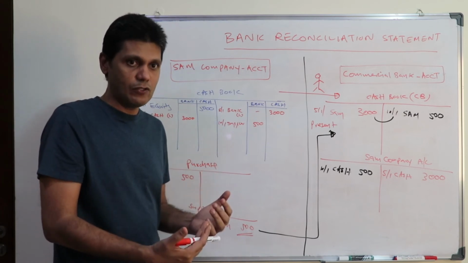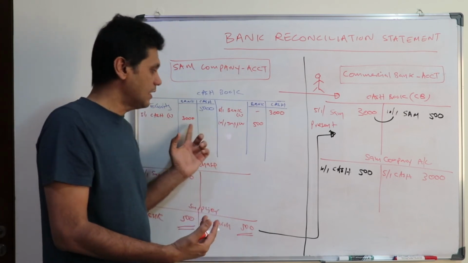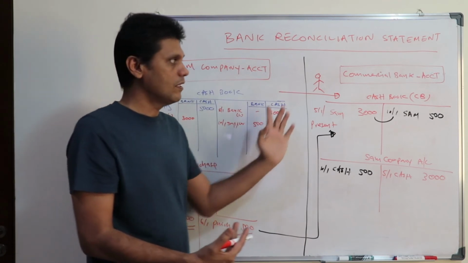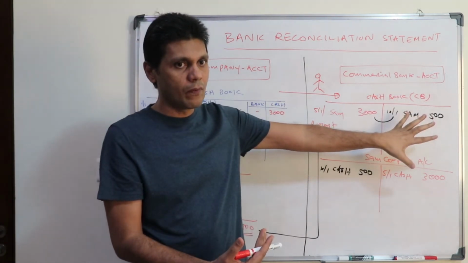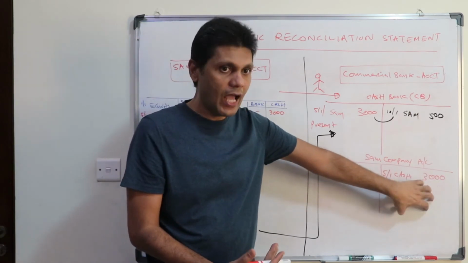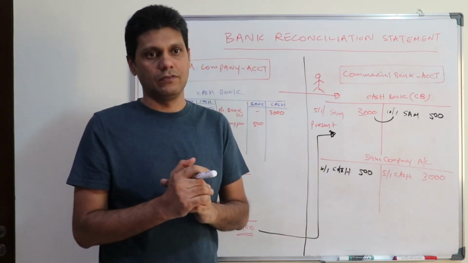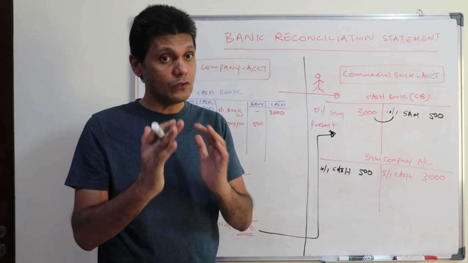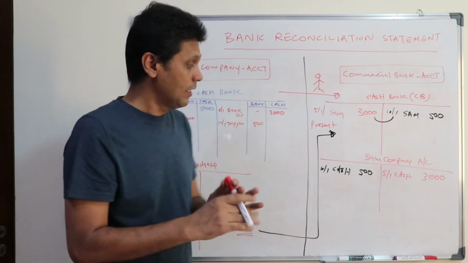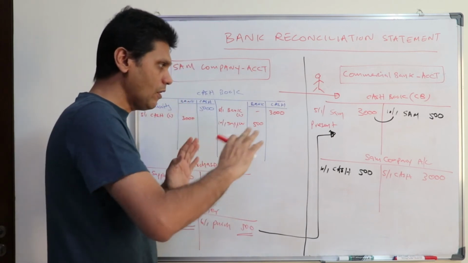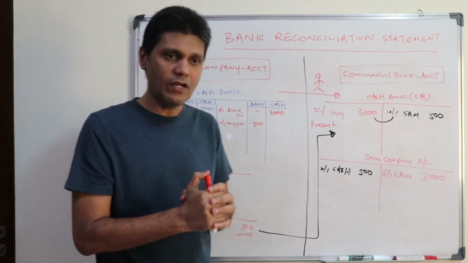Our asset value, our bank balance, is getting reduced here. However, from the bank's point of view, the bank's liability is getting reduced. You should know the difference. Okay? Now, after all these transactions, what will happen?